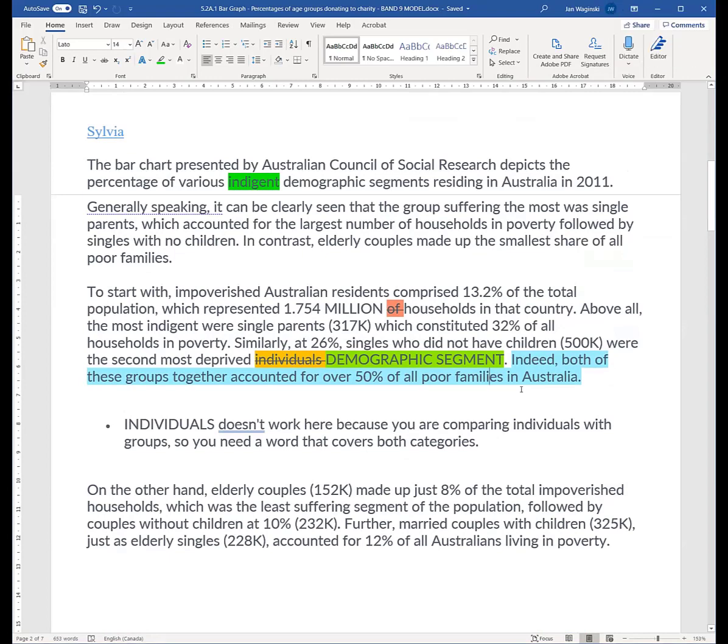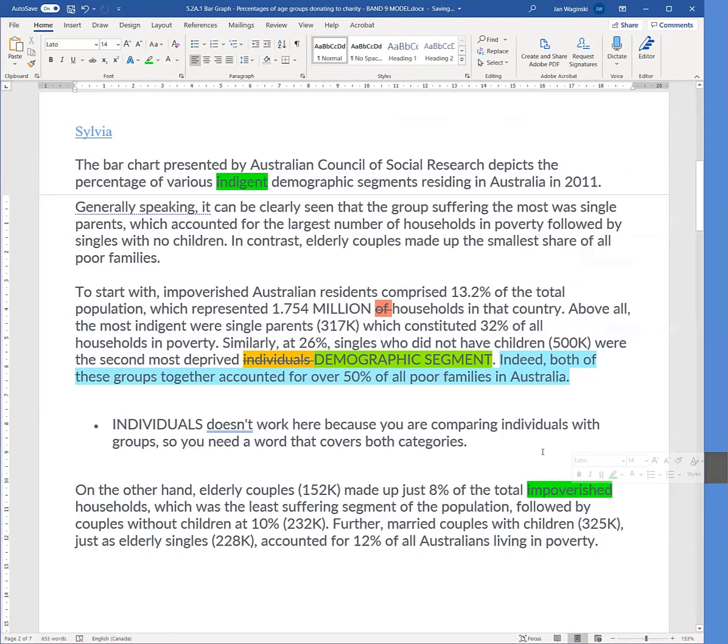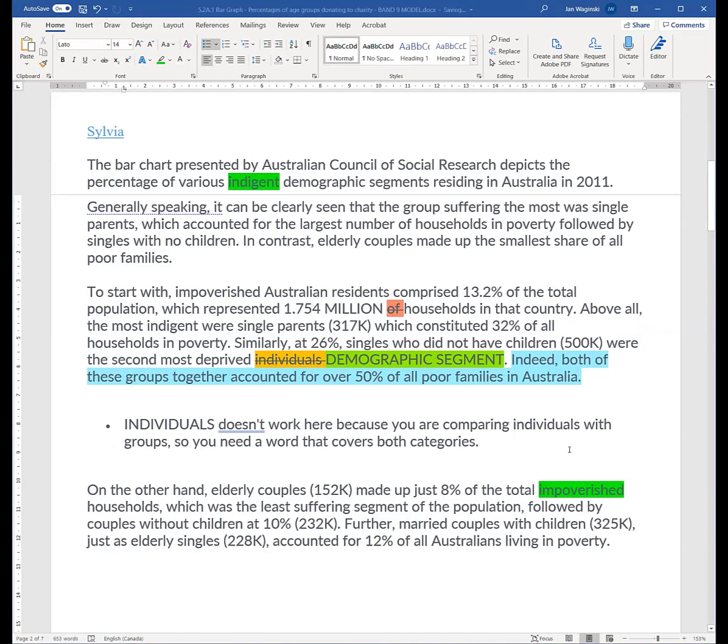Sorry, go ahead. On the other hand, elderly couples made up just 8% of the total impoverished households, which was the least suffering segment of the population, followed by couples without children at 10%. Further, married couples with children, just as elderly singles, accounted for 12% of all Australians living in poverty. Okay, very nicely done. Any questions about this one?